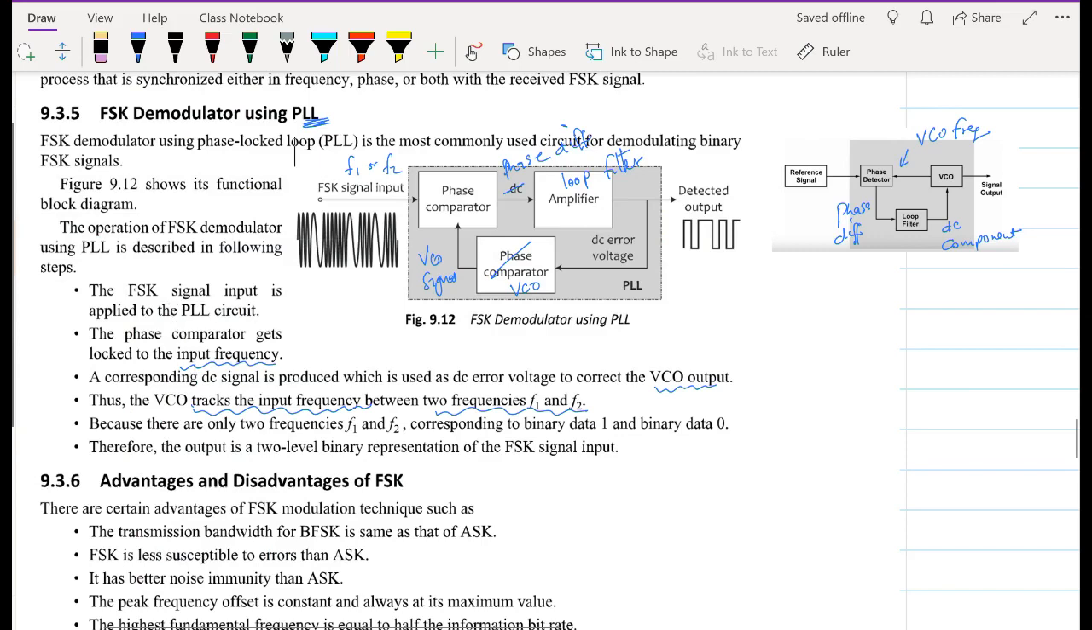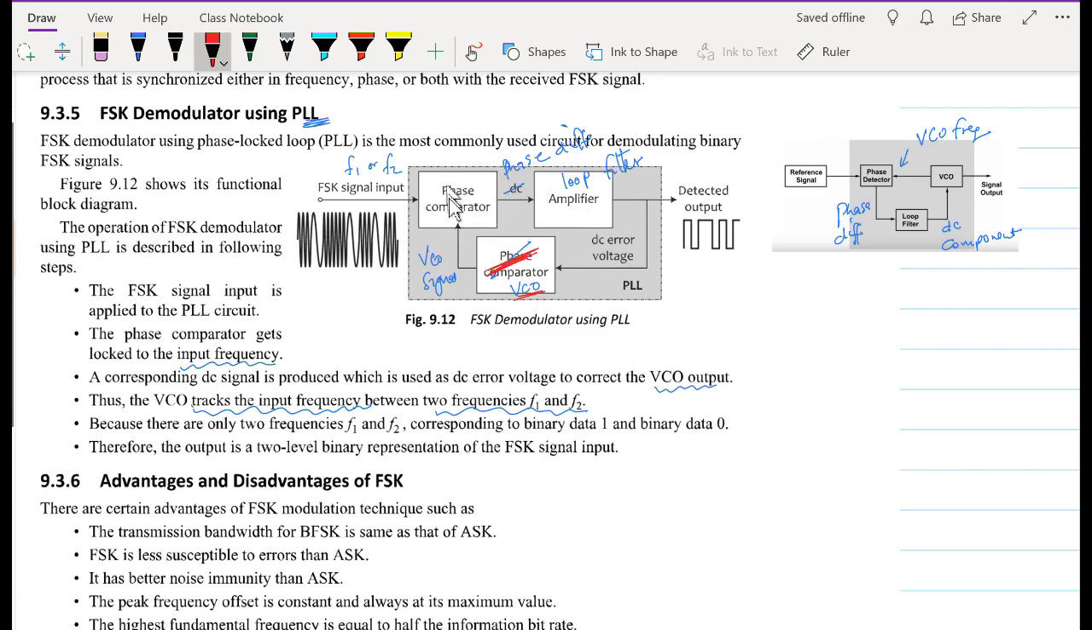Therefore, what I will just say is that consider you have an FSK signal at the input of the PLL. It has two frequency components, F1 and F2. And as you know, this block of the PLL just detects the difference between the input signal, also called the reference signal, and the one that is generated by the VCO, or the voltage controlled oscillator. The PLL has three blocks: the phase detector or phase comparator, the VCO, and the loop filter, which sometimes may also be called the amplifier.